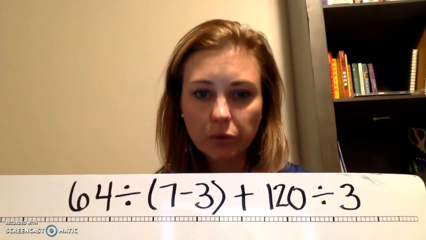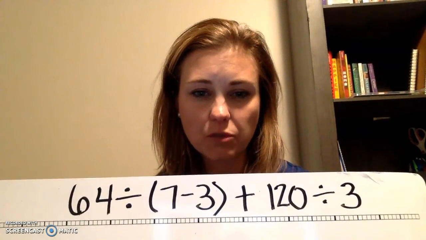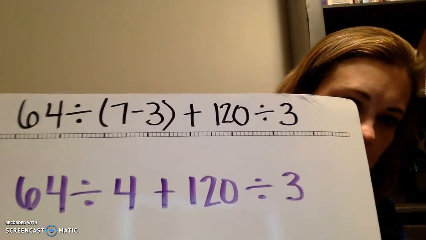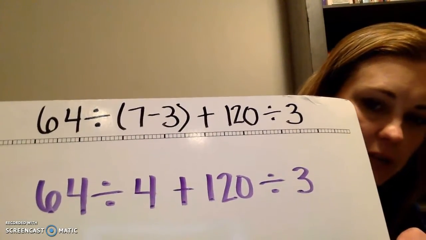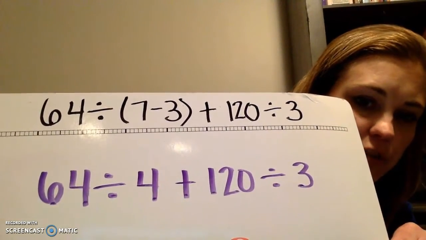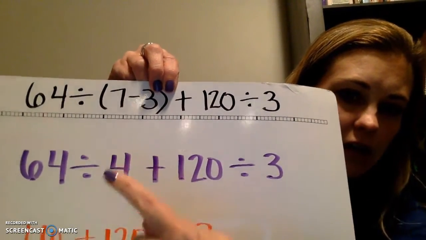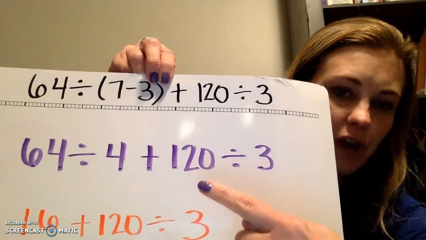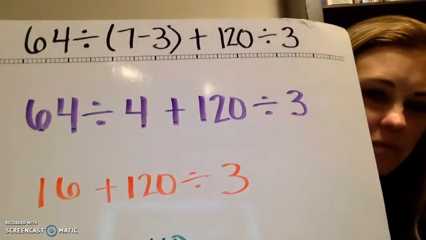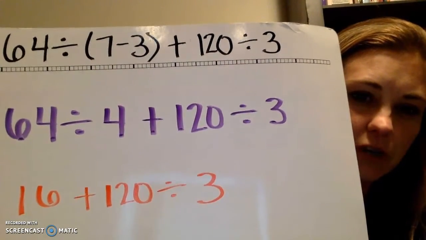So if I go back to my rules, I know that I need to do what's in the parentheses first. So first thing I'm going to do is subtract 3 from 7. Once I do that, I have 64 divided by 4 plus 120 divided by 3. Well, now I have two division signs, but I know from my rules I need to work from the left to the right. So I am going to do 64 divided by 4, and you saw that right there. 16 is 4 into 64.